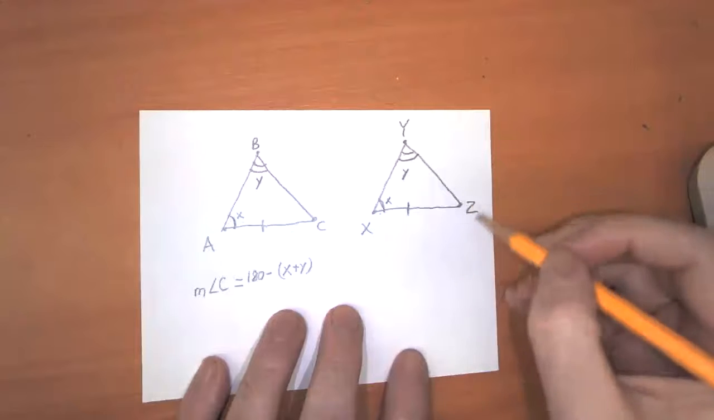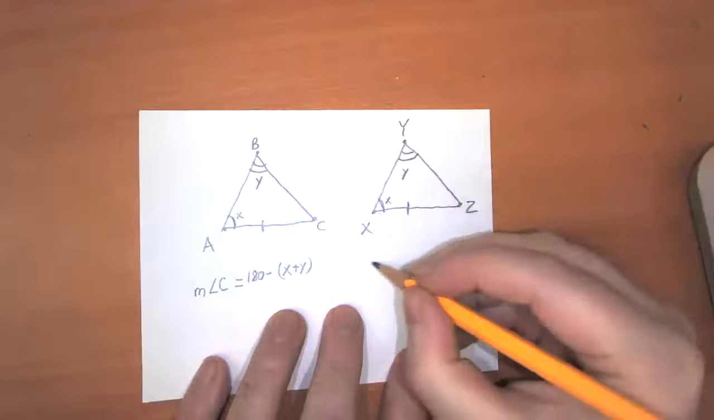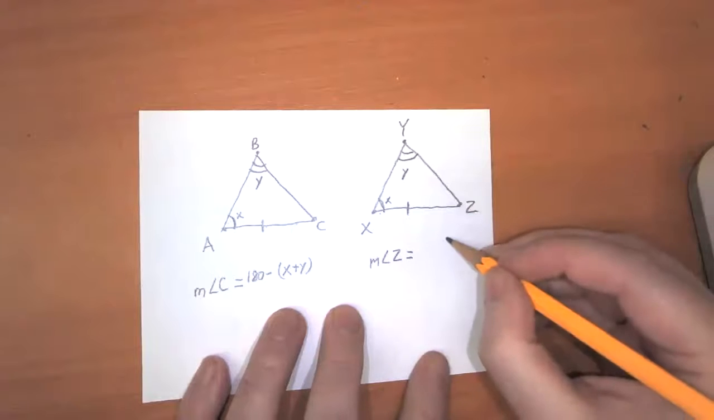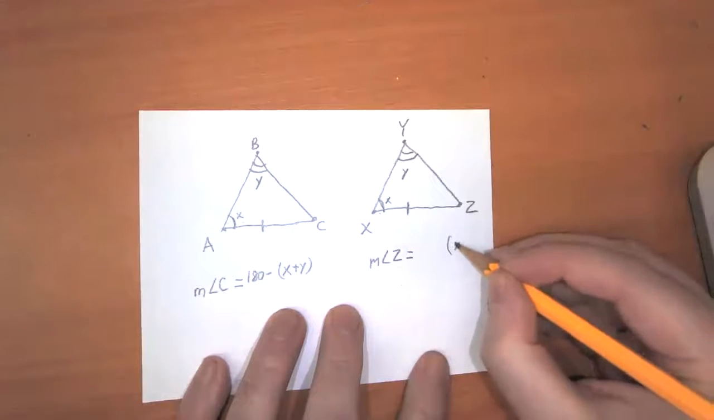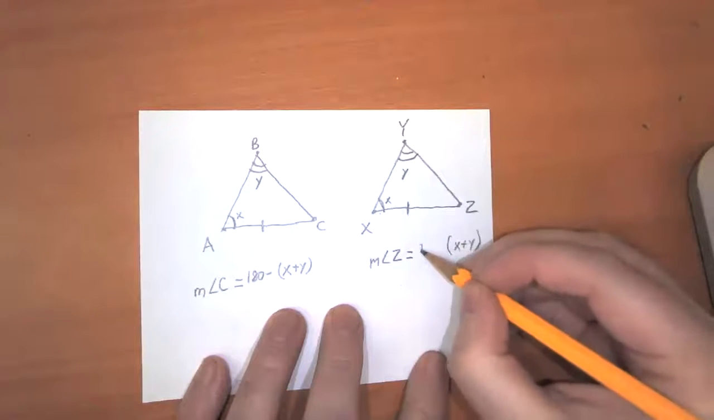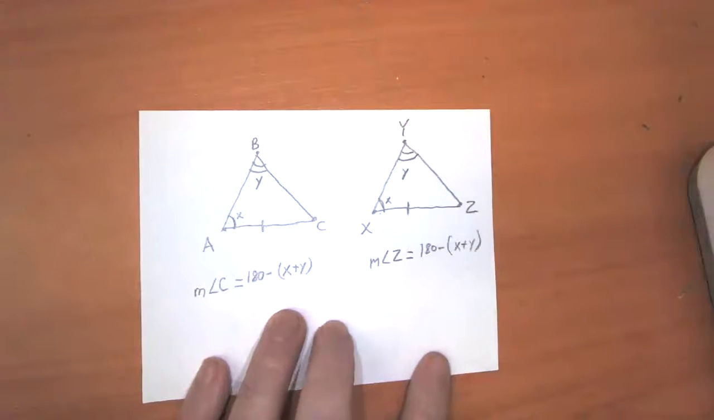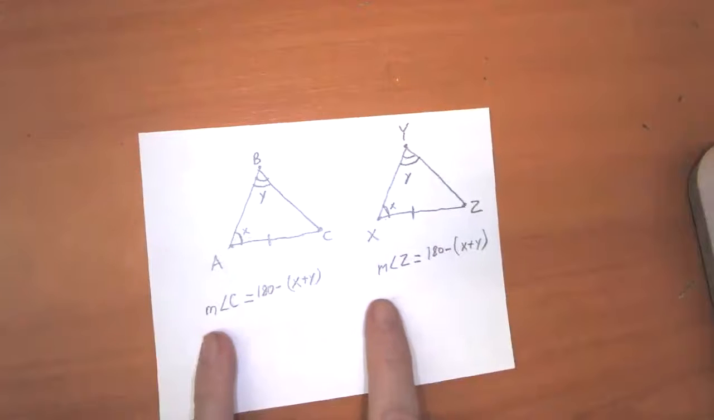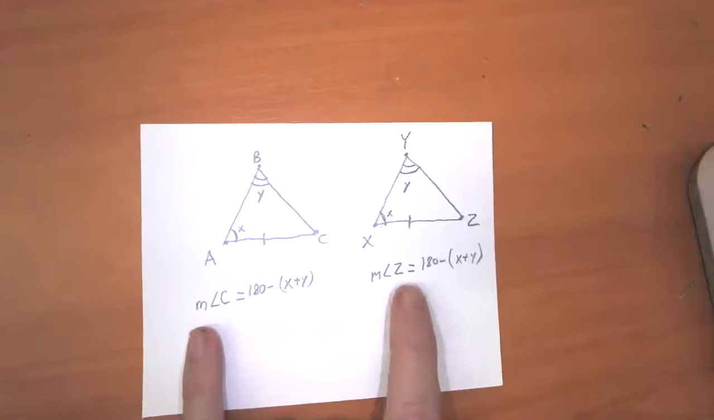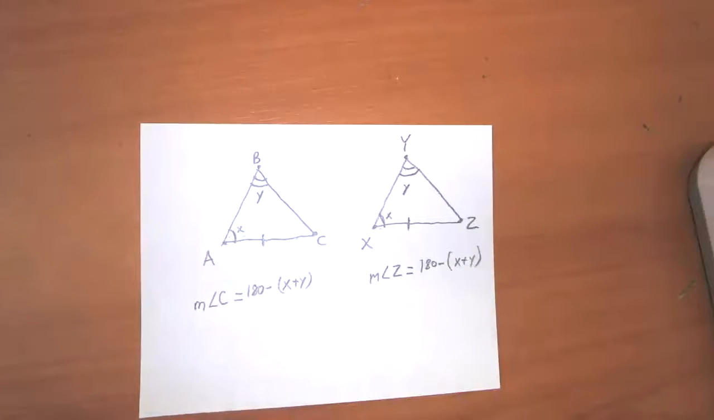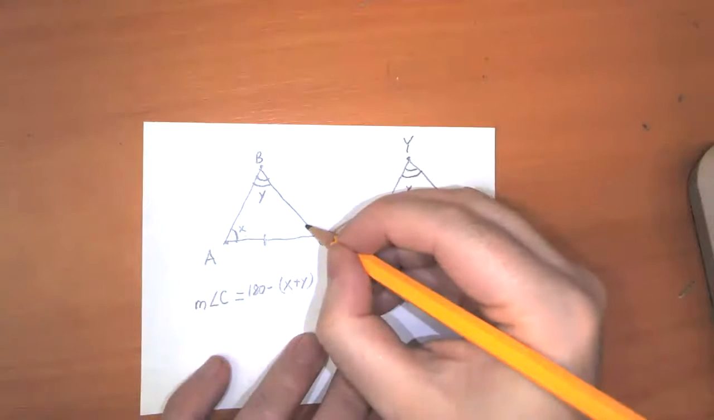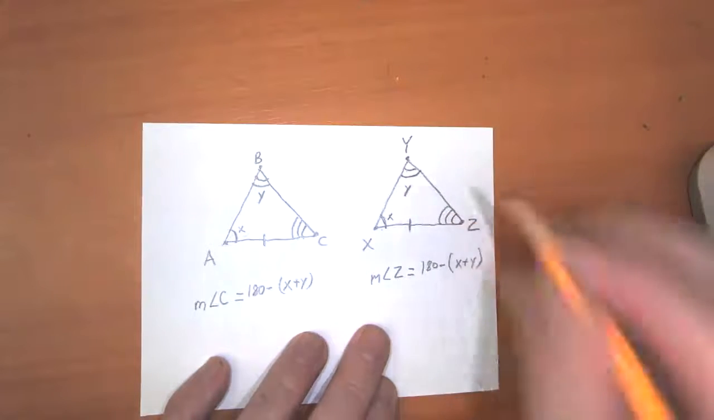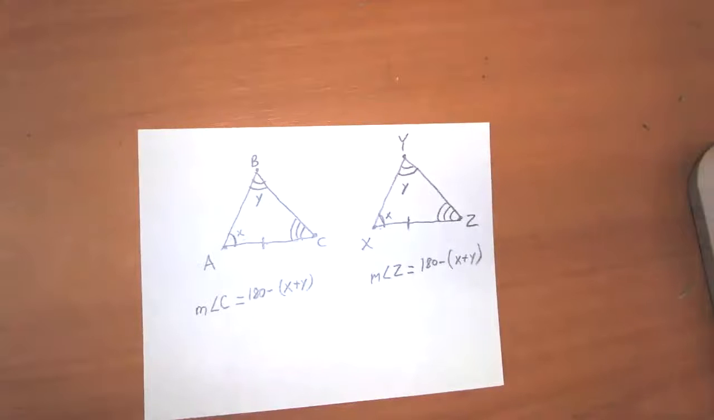How about for this one, if I wanted to find the measure of angle Z? Well, I would do exactly the same thing. I would add X and Y, and then I would subtract it from 180 degrees to give me the size of the third angle. So can you see that the measure of angle C and the measure of angle Z are both the same? It's the same formula for both of them. So therefore, I know that angle C must be congruent to angle Z.